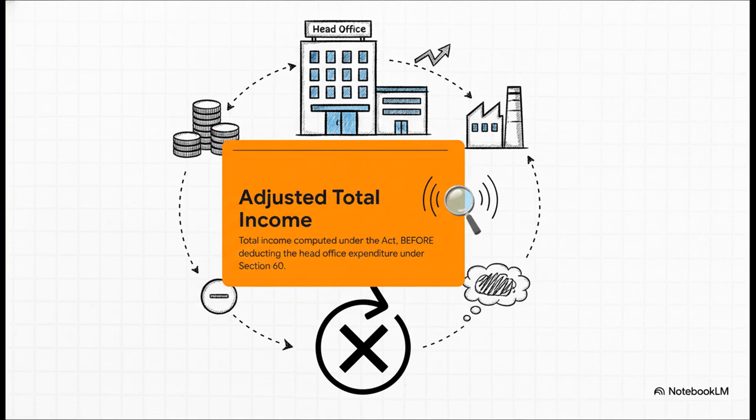Okay, so you're probably wondering, what on earth is adjusted total income? It's a really key term. Just think of it as your total income calculated the usual way, but, and this is the important part, you calculate it before you take out the head office deduction we're talking about. This avoids a weird circular calculation where the deduction changes the very number it's based on.